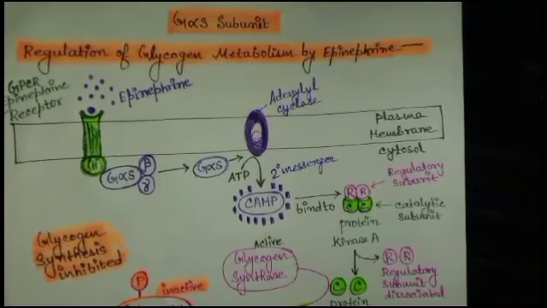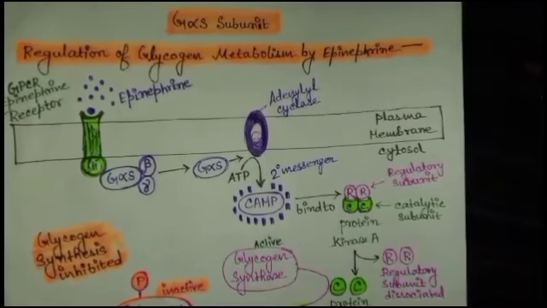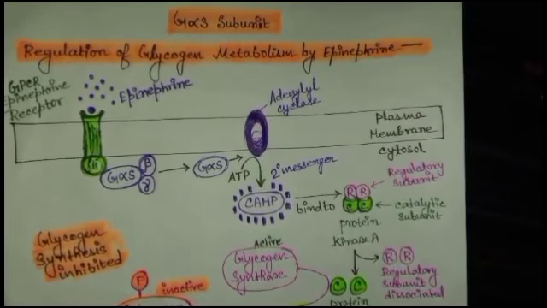Hello everyone. In the previous part we discussed the types of G protein, the structure of G protein coupled receptor, and types of G alpha subunits. In this part we discuss the signaling of G alpha stimulatory subunits, which can be understood by an example: regulation of glycogen metabolism by epinephrine. So how is glycogen metabolism regulated by hormones, that is hormone mediated glycogenolysis.